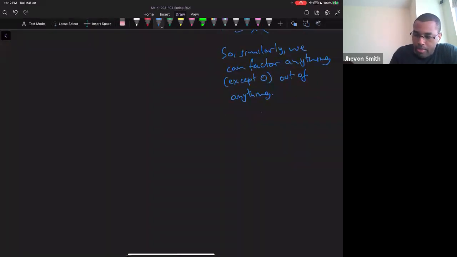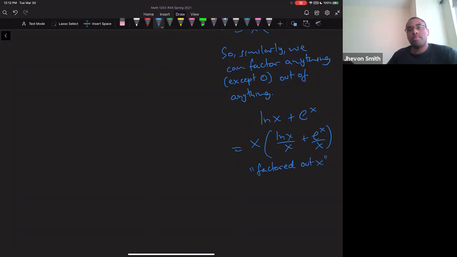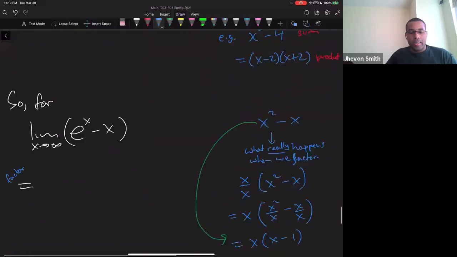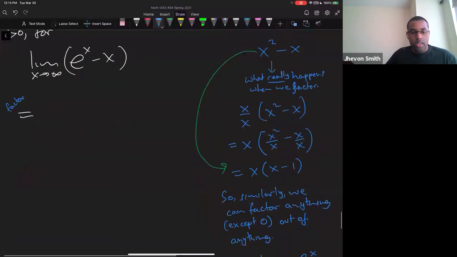So I can have ln of x plus e to the x, and I want to factor out x. I can do that. This is just going to be x times ln of x over x plus e to the x over x, right? I factored out x. But x wasn't a common term. Doesn't matter. I can factor it out if I wanted to. All I did was multiply and divide by x and move the denominator on the inside. So that's another simplification trick.